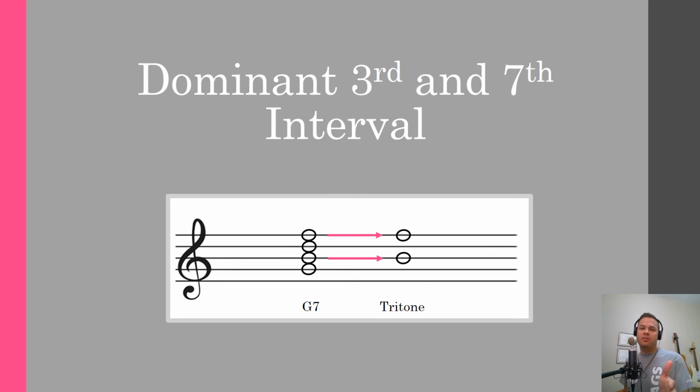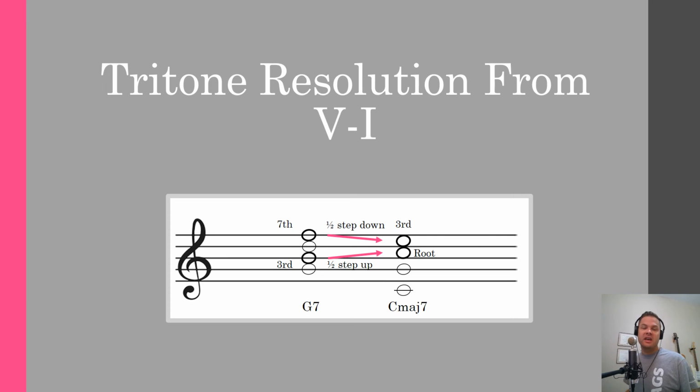And so if we're going to go from a G chord to a C chord, the way that we resolve this is we move the 7th of the G down to the 3rd of the C, so F going to E, and the 3rd of the G going to the root of the C, so it's moving up a half step. So that sounds like this.